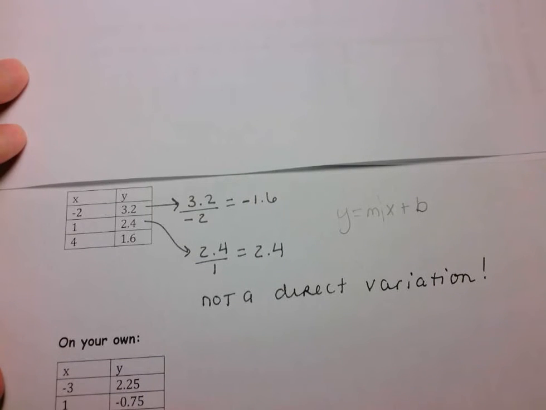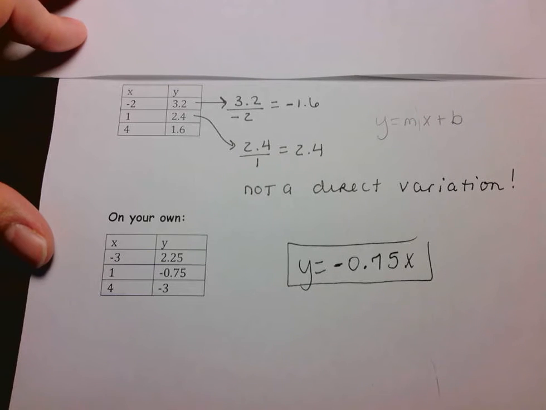Okay, so go ahead and pause the video, do this on your own, determine, is there a direct variation, and if so, what is it, and what's the equation that describes this situation? And so the answer is yes. The constant of variation is negative 0.75, and here's the direct variation equation.